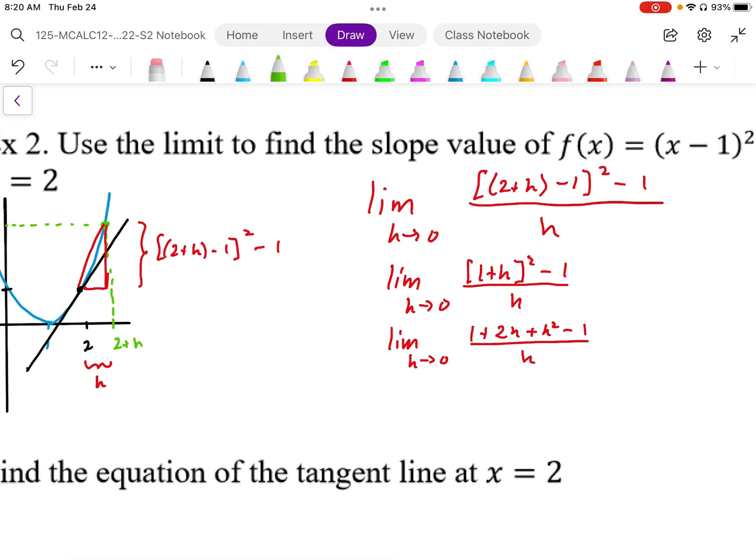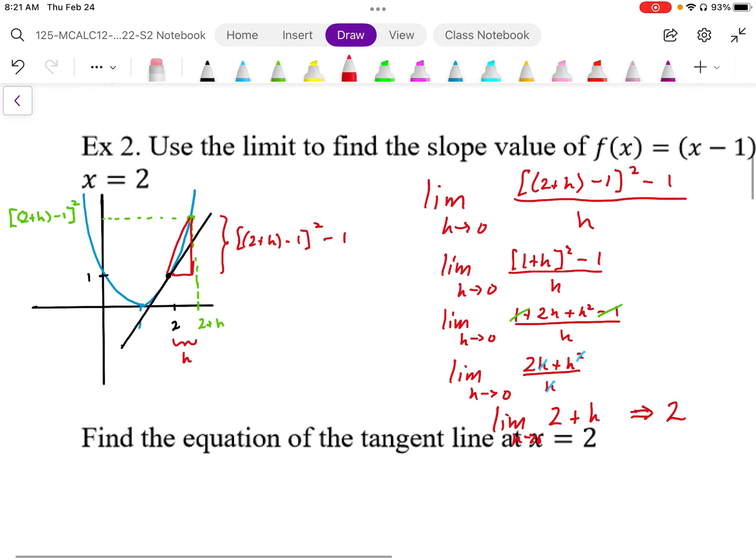The minus 1's cancel out. 1 plus 1 minus 1 cancel out. And so we end up with the limit as h approaches 0 of (2h plus h squared) all over h. We can cancel those factors out, one of each. And so we're left with the limit as h approaches 0 of 2 plus h. And plugging that in, h is 0, we're going to end up with a limit of 2. So that means then that the instantaneous slope of that red triangle is going to be 2.